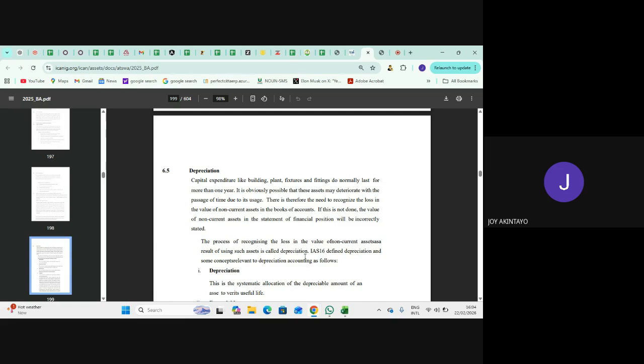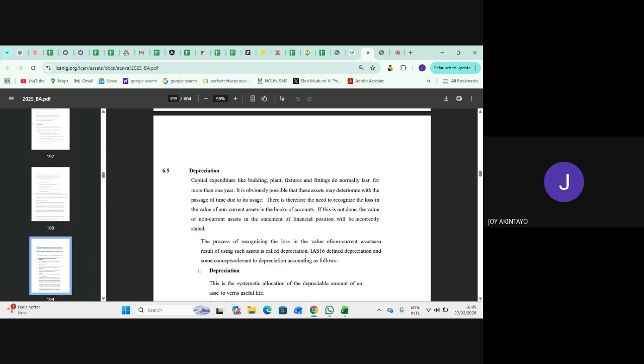Now, the process of recognizing loss in the value of non-current assets as a result of using such assets is called depreciation. For us to know the definition of depreciation, we see it as the process of recognizing loss in the value of our non-current assets as a result of use. That is called depreciation.